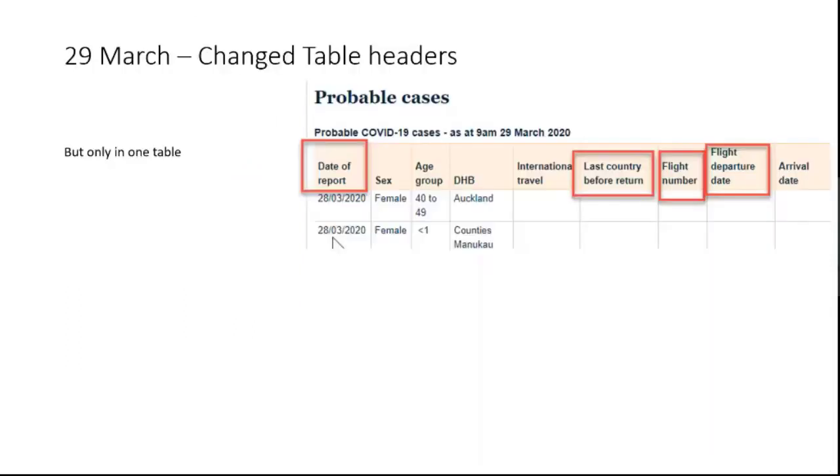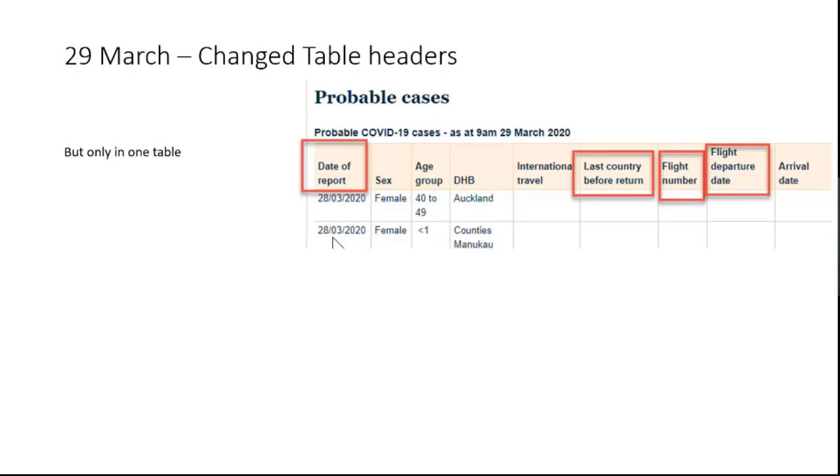Next day, I found that the table headers were changed in the website table, but only in the table for the probable cases, which was like 1,000 rows below the start of the table above it. So my query refresh didn't work. I got errors, and I had to figure out what those errors were, and I found that, oh, they changed the heading names. So I had to go in and fix the query in Power BI Desktop and save it and republish it to the web.